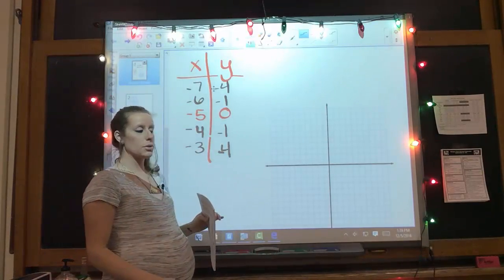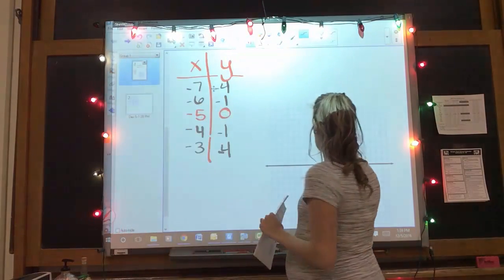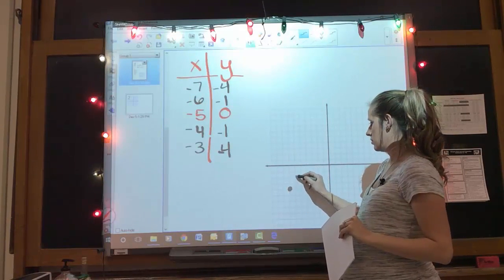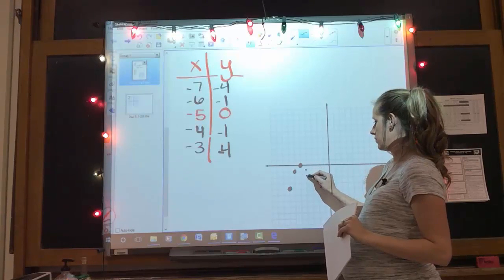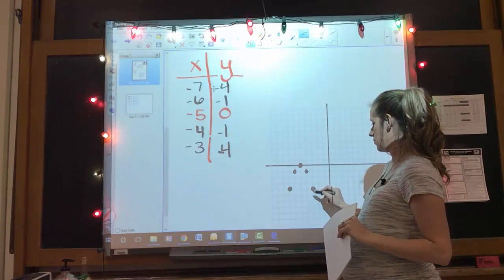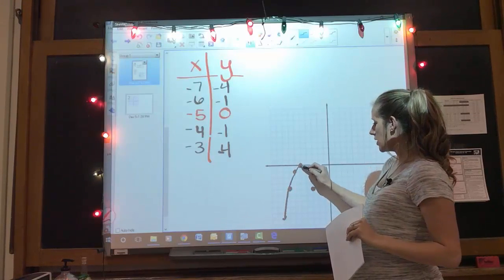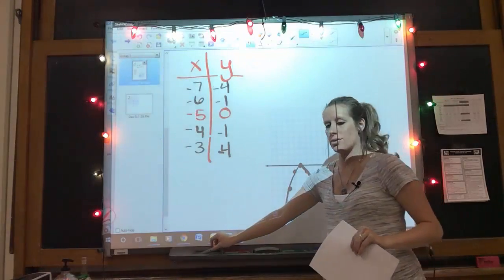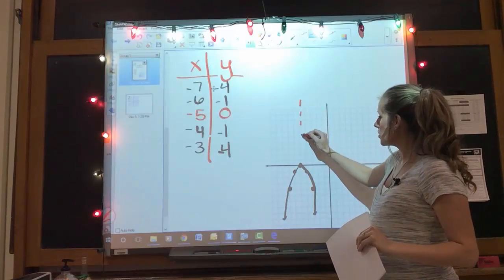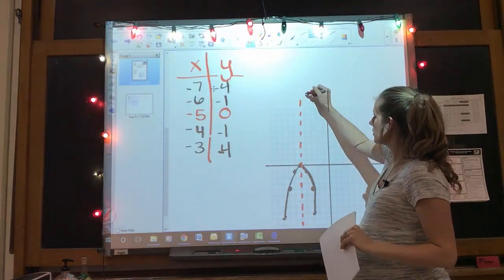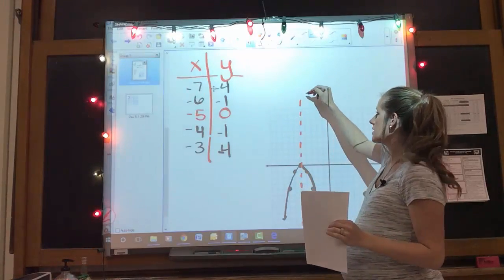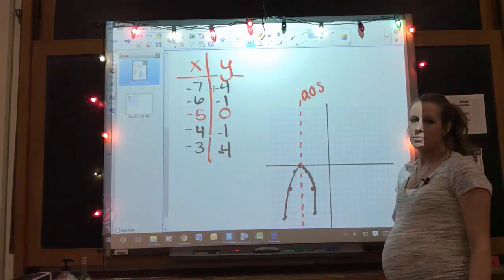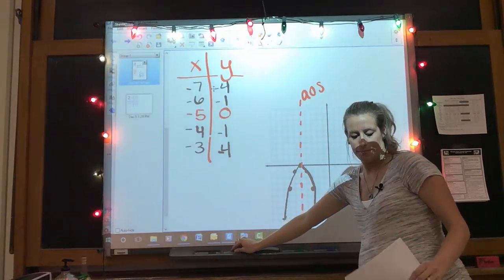Once you have your table, you can plot those points. And let's go ahead and label that axis of symmetry. Like I said, it's just going to be a line right through the middle. It's always going to go through the vertex. And you might see it written as AOS, axis of symmetry. So just know that's what that means, axis of symmetry.